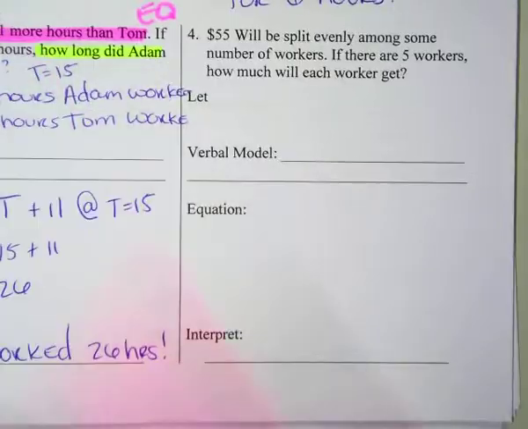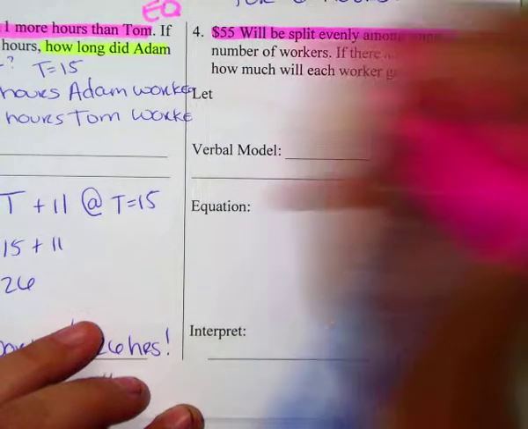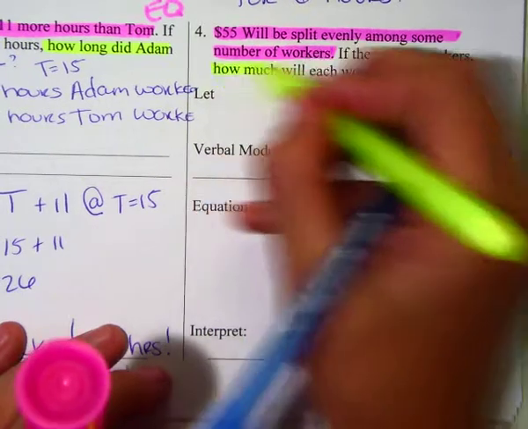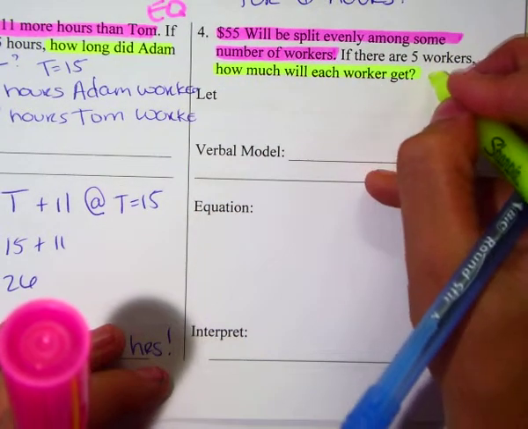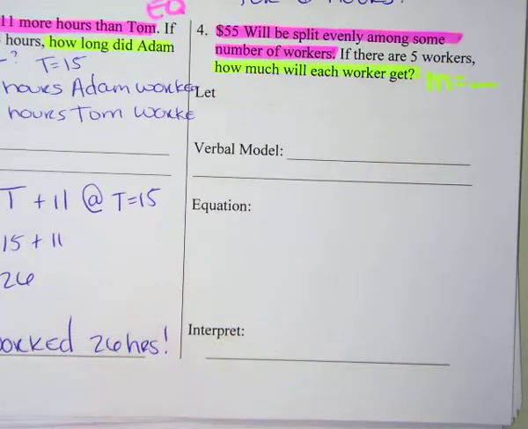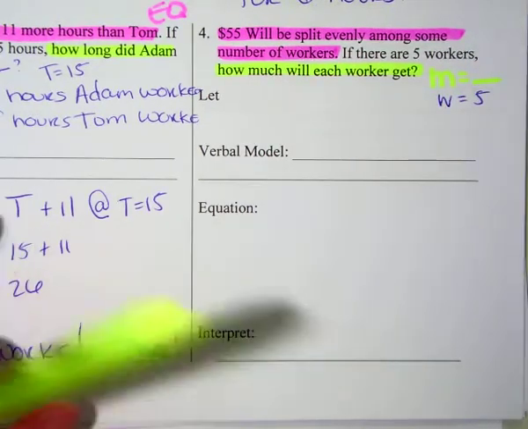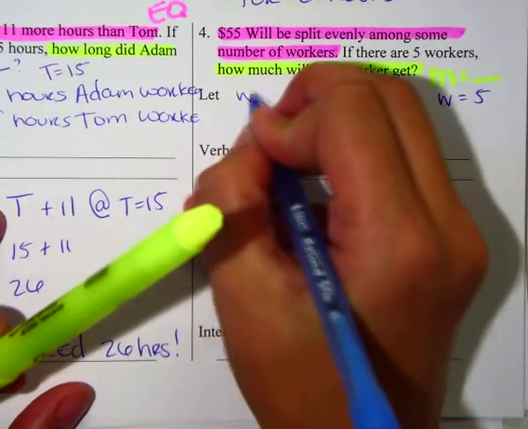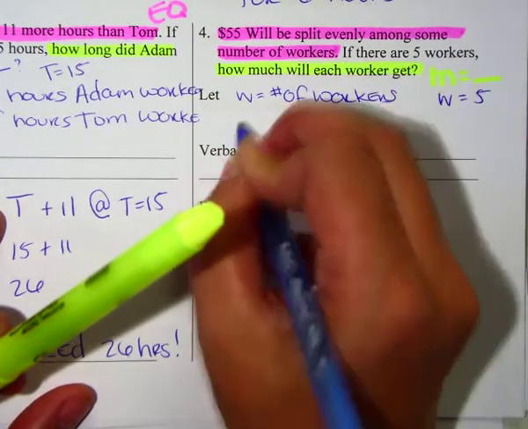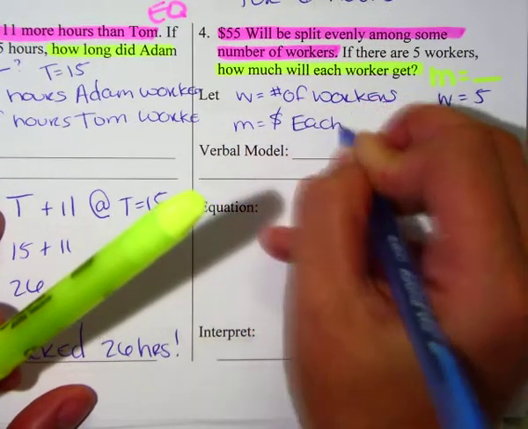Very last one. Identify equation. $55 will be split evenly amongst the number of workers. That's my equation. There are 5 workers. How much will each worker get? Each worker. So we're talking money. How much money? Maybe money equals. Okay. I also know that there are 5 workers, so maybe workers equals 5. Define my variables. I have W is number of workers, and I have M equals money each gets.